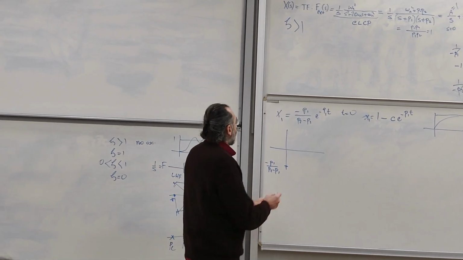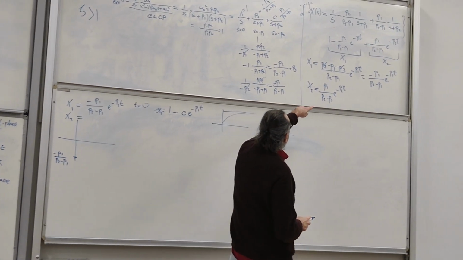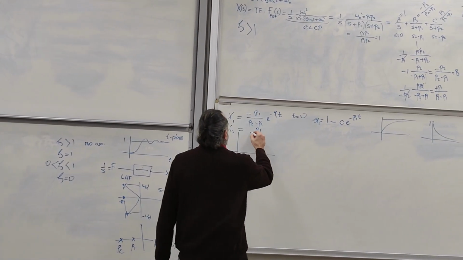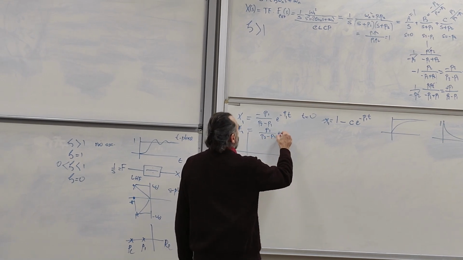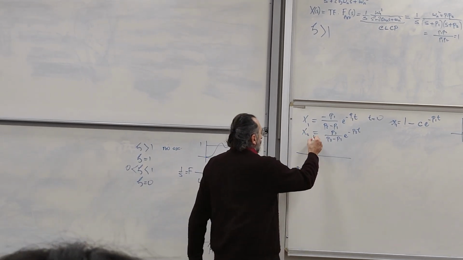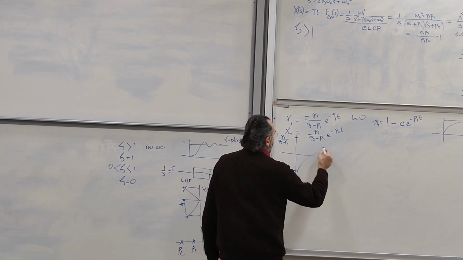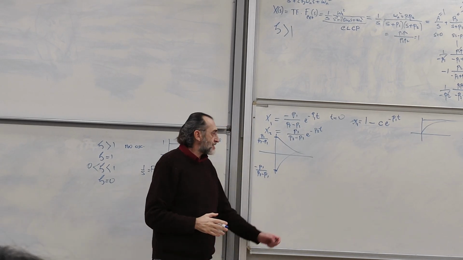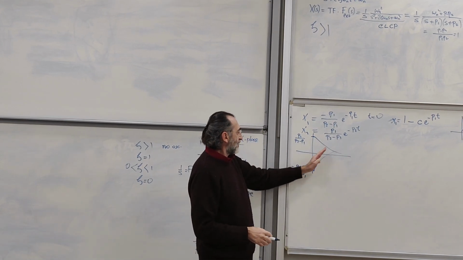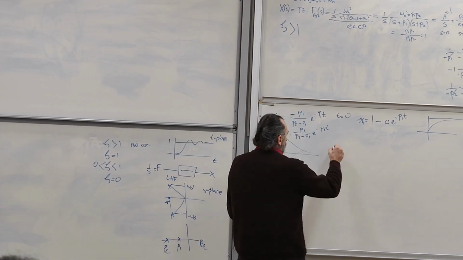And the other one, x2, is p1 over p2 minus p1 times e to the minus p2t. So that starts from p1 divided by p2 minus p1. This goes up and this goes down. Okay, this is bounded by the lower asymptote, and this is bounded by the higher asymptote. Okay? So the combination of these two, as you can see, is going to be something like this.